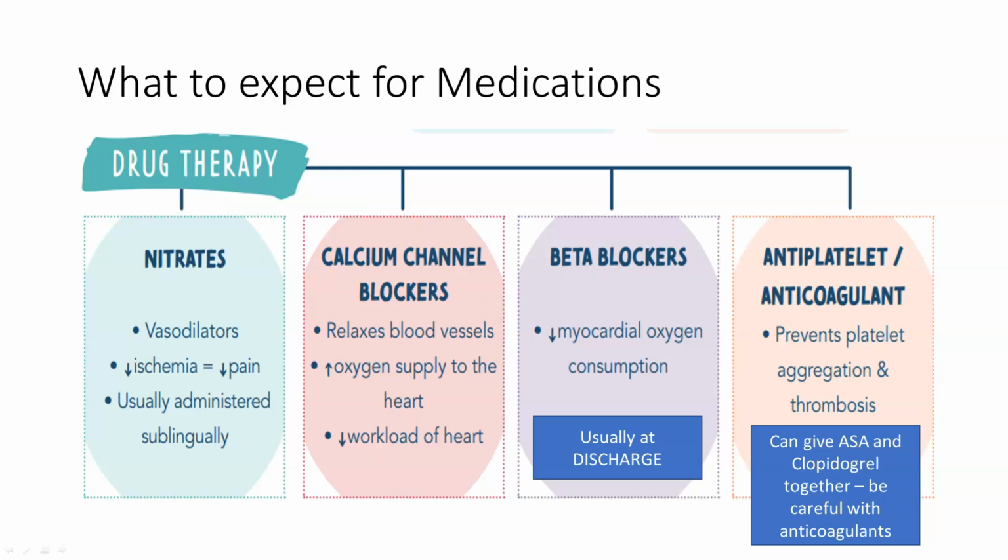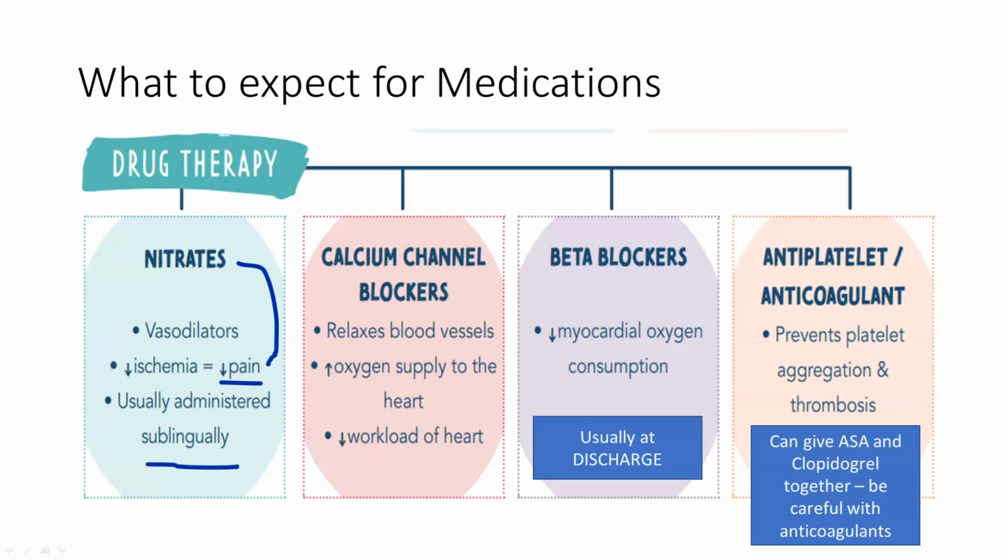So kind of here is our little laundry list of things that I want you to know for MI. Nitrates, they're vasodilators. They decrease ischemia, thereby decreasing pain only in stable angina. If it's unstable angina, the pain will only be relieved with morphine. We do know that those nitrates are usually administered sublingually. We're going to do patient education here in a second about making sure that they have it on them at all times, etc.